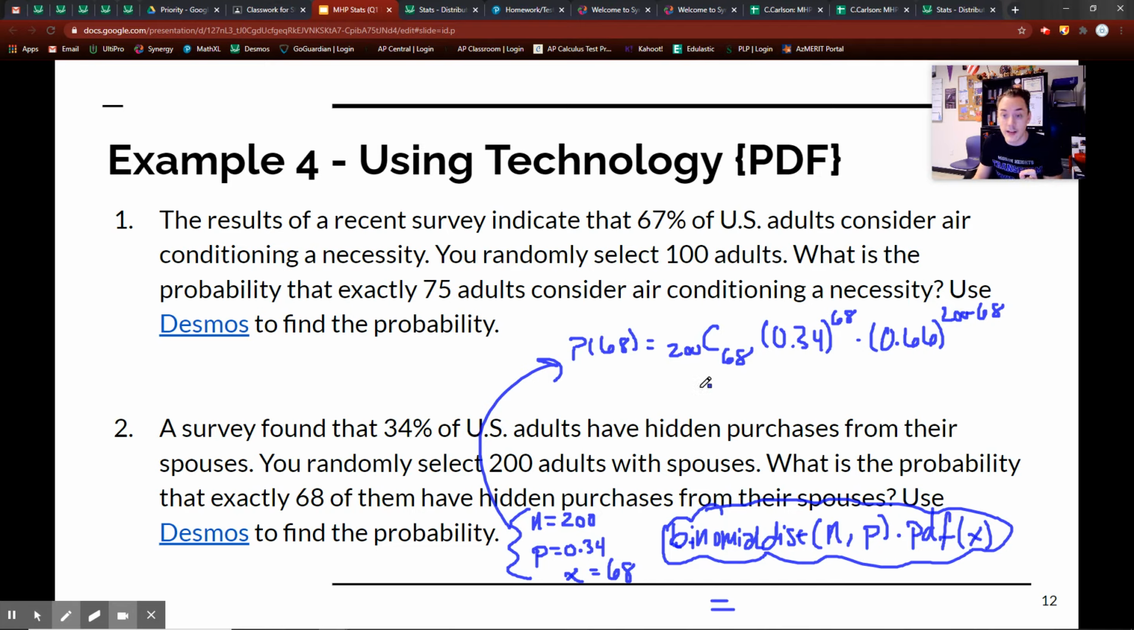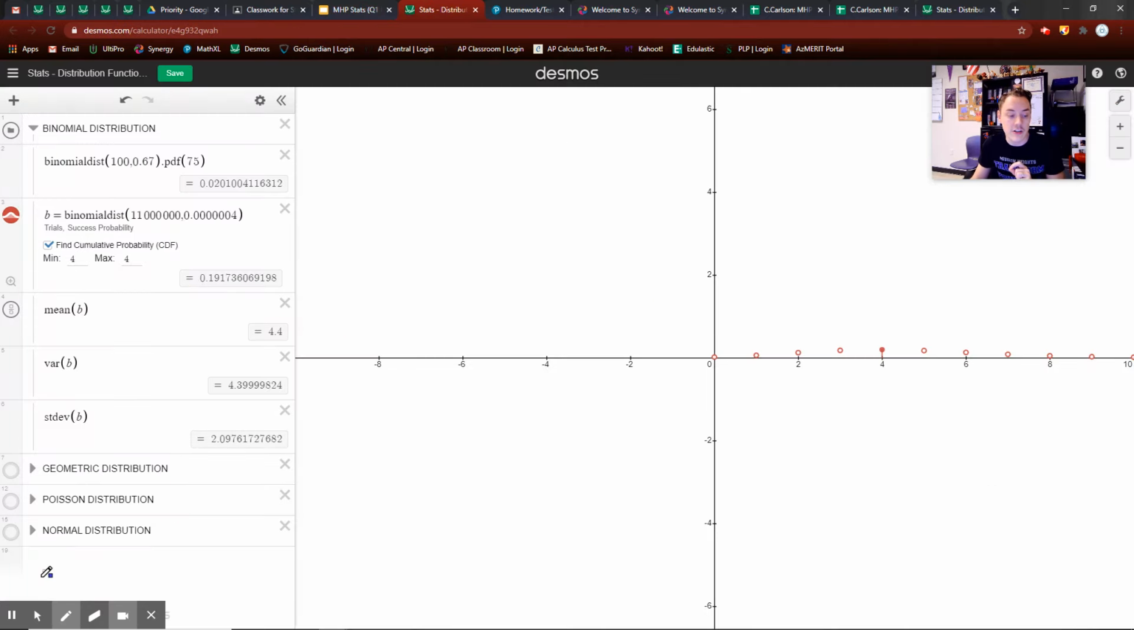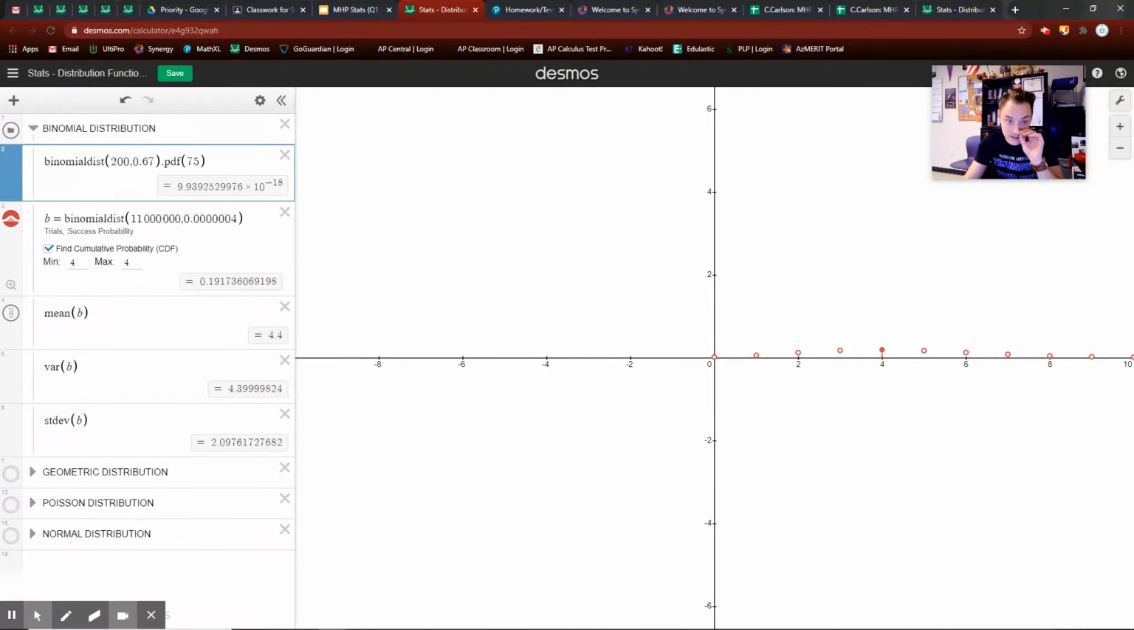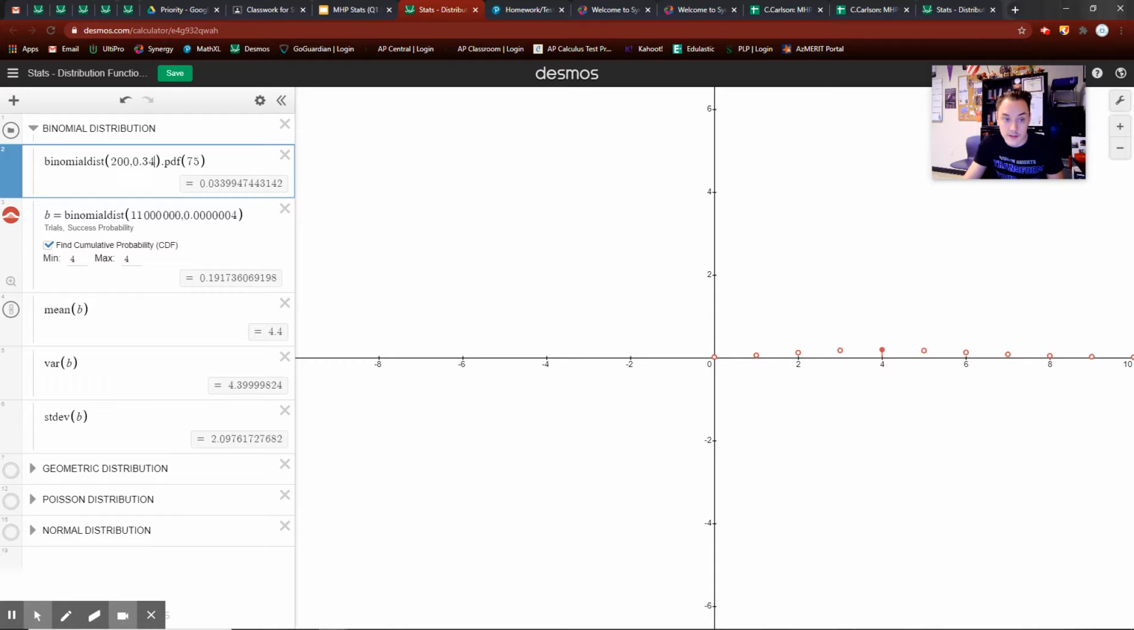But the easier way, so you don't have to do all of this, is just following this pattern. Again, I'm doing PDF because it wants exactly 68. So that's the pattern I'm going to do. Let's go to Desmos and change some of these values. I don't want 100, I want 200 adults. Now I don't want 0.67, I want 0.34. And I don't want exactly 75, I want exactly 68. So now this is my actual probability.